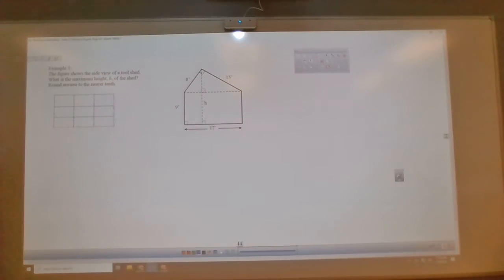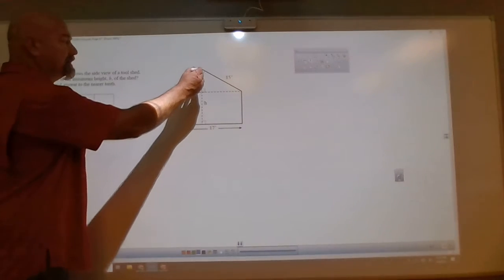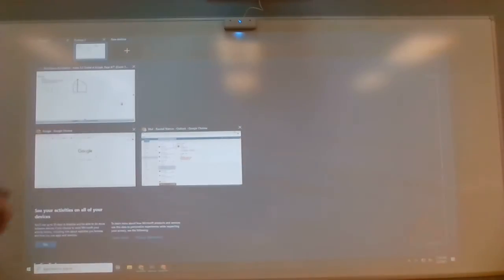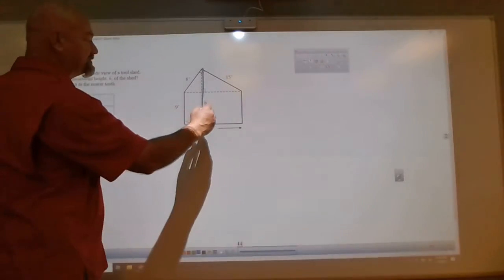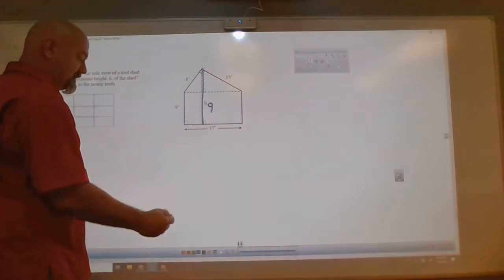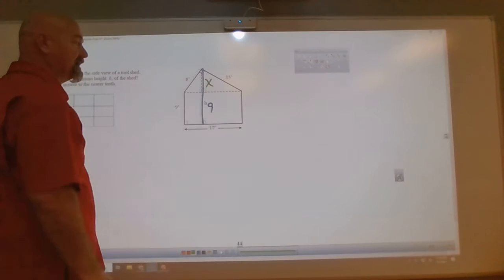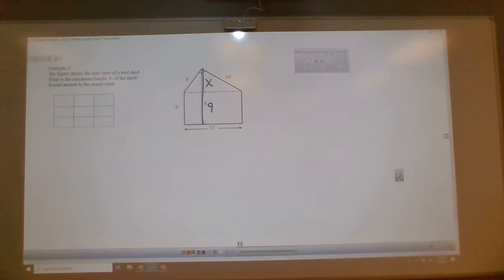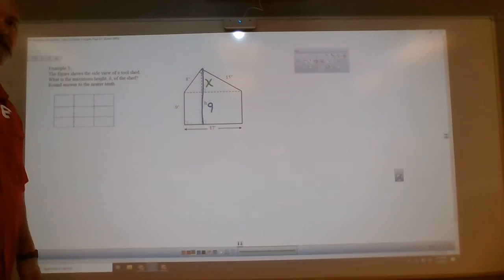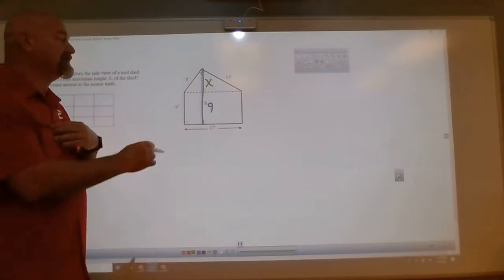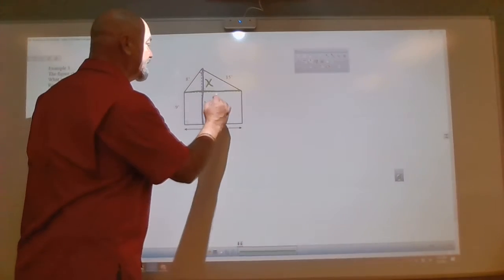Next problem, example 3. So we want to find this height. But they gave us this part is 9, so we only need to find this part, which is x, right? See that? What's the height? Now, the last thing is, what's the hypotenuse of the biggest triangle there? You see it? It is 17. So this one is 17.